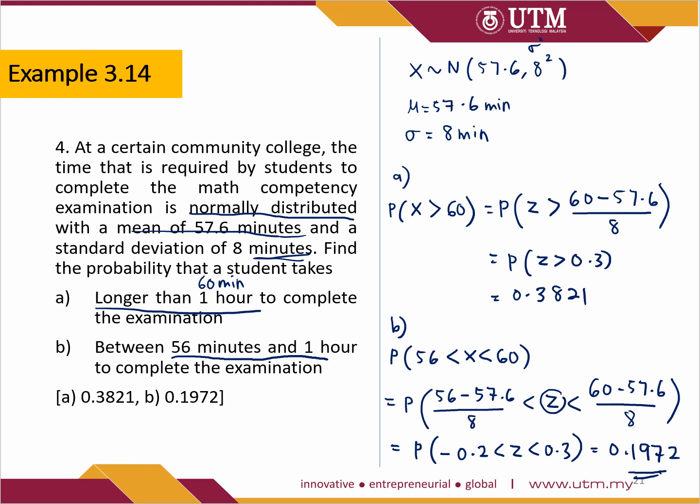So this is the end of the normal distribution. The next topic will be how to find the normal approximation for binomial and Poisson distribution.